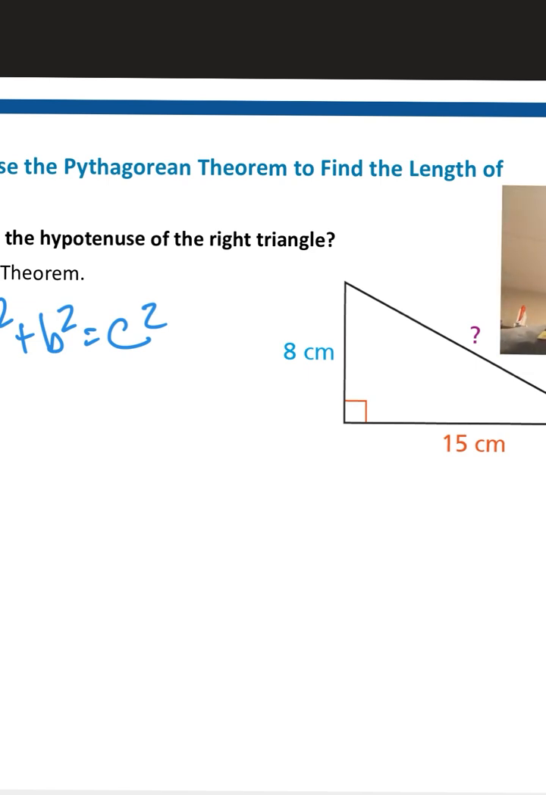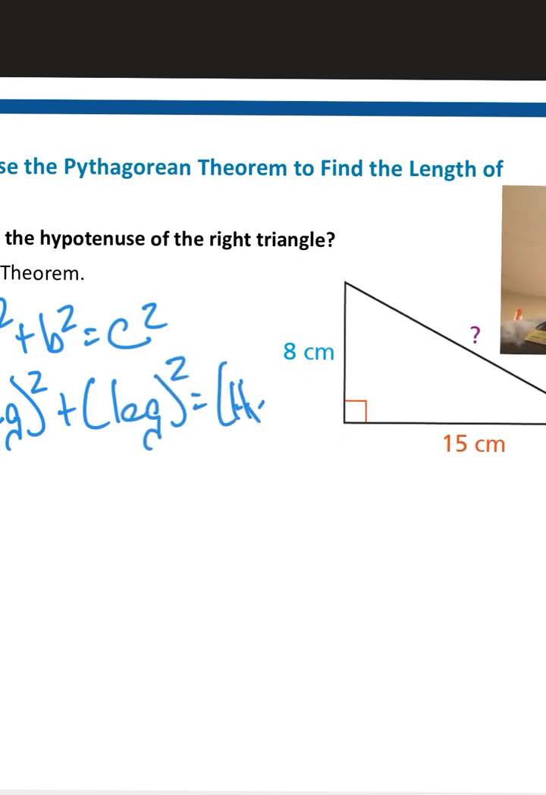All right, now, Addie, what do A and B represent? Correct. These are going to be my legs, okay? So a leg squared plus a leg squared is going to equal the hypotenuse. And I'll use HYP for short, squared. Okay?